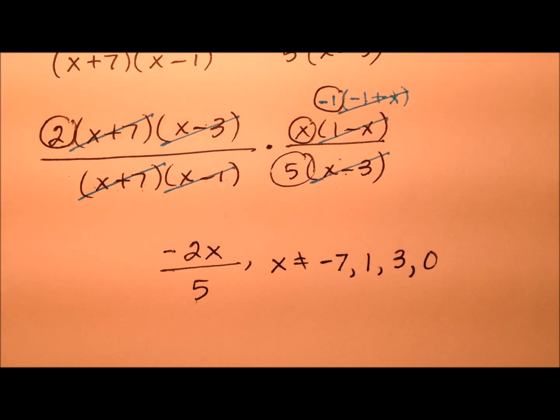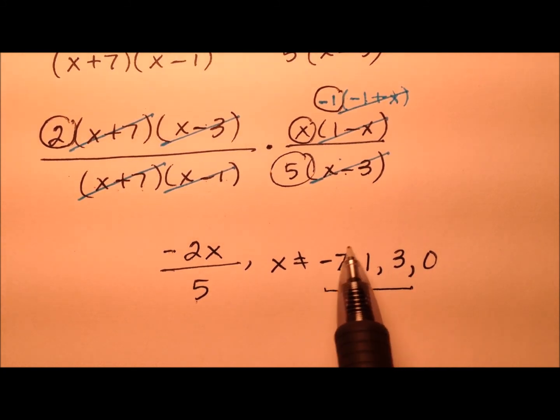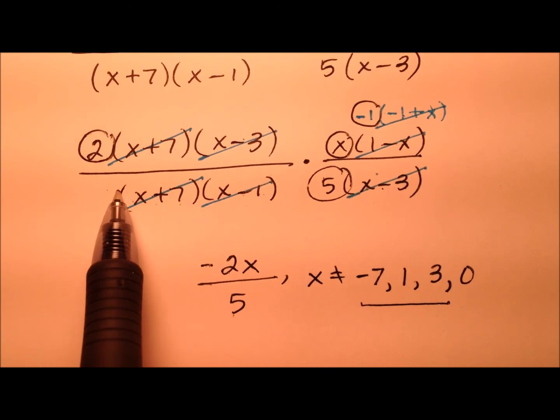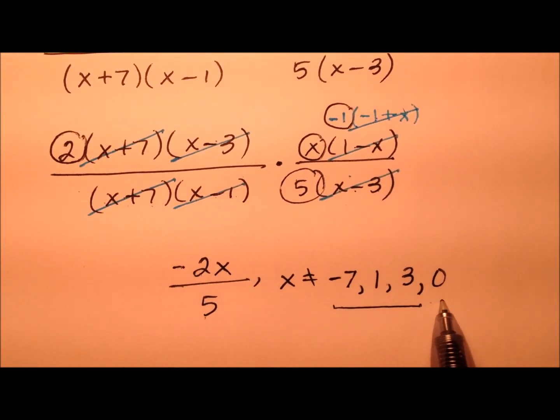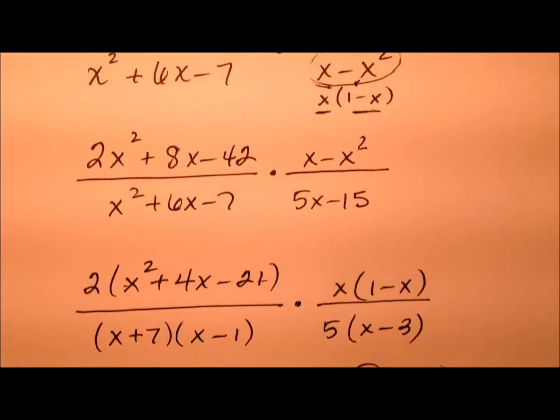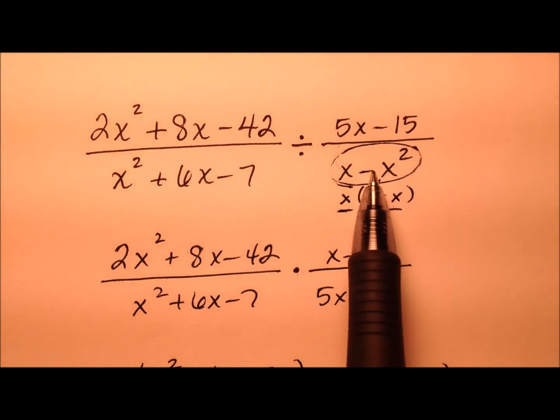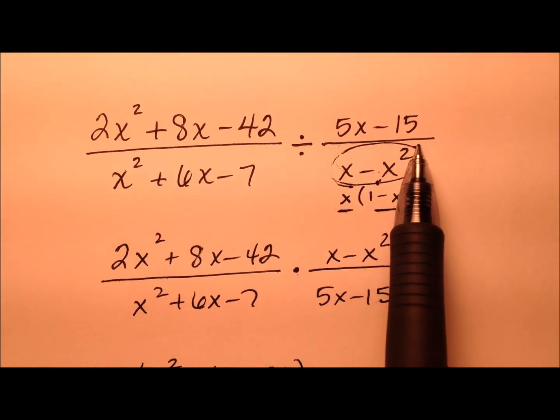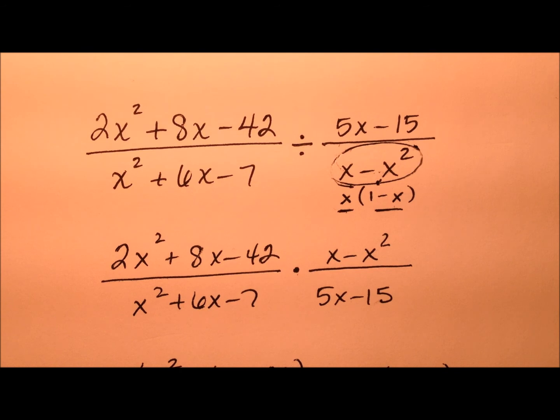So here's what we have now whenever we divide these two rational expressions: negative 2x over 5, and x cannot be these 4 values. The 3 values here were the values that we excluded because of these denominators, but the 0 right here that we excluded was because of the original problem. The 0 would have caused this denominator to be 0, which in turn would cause the expression right there to be undefined.